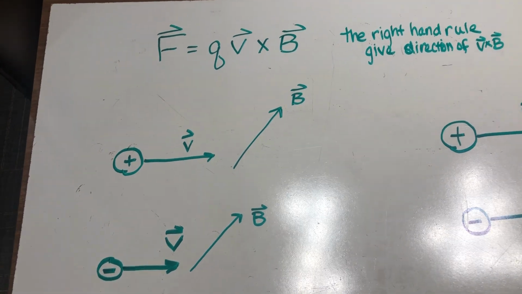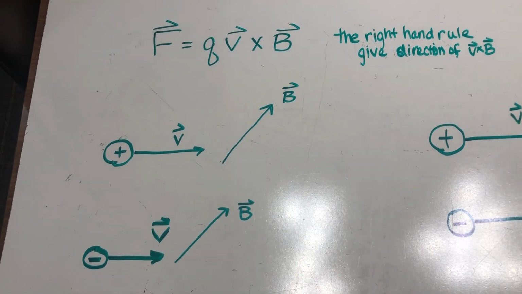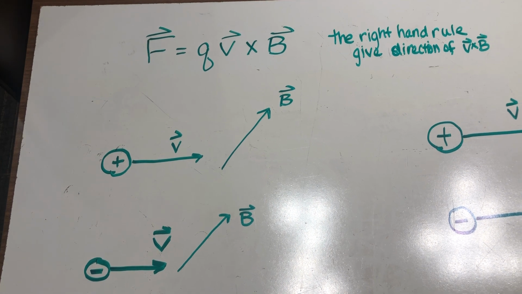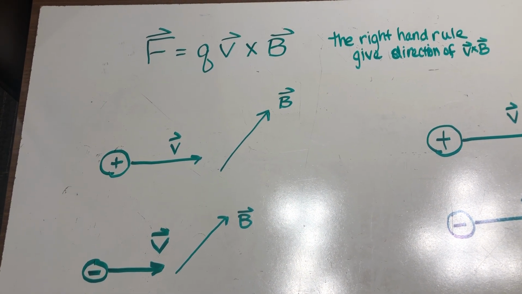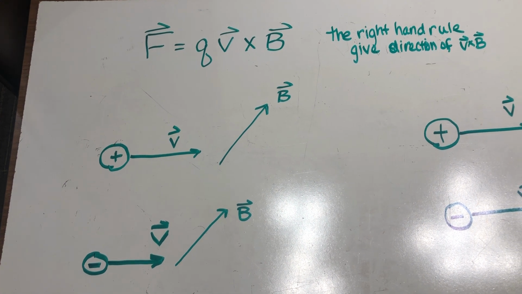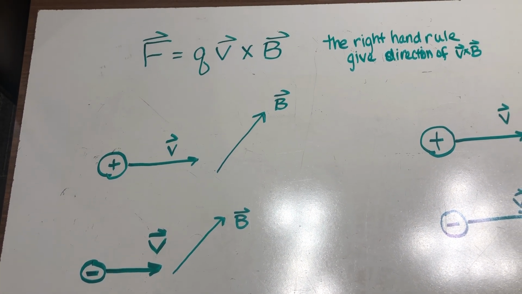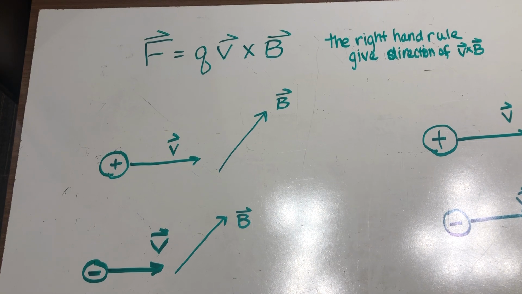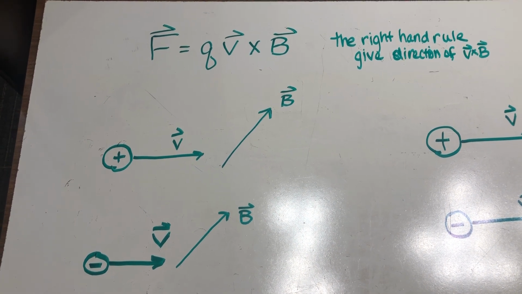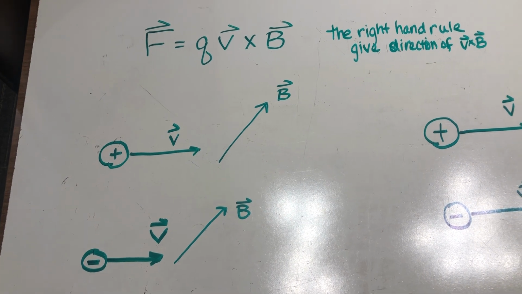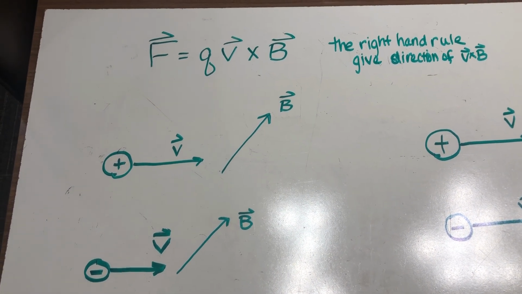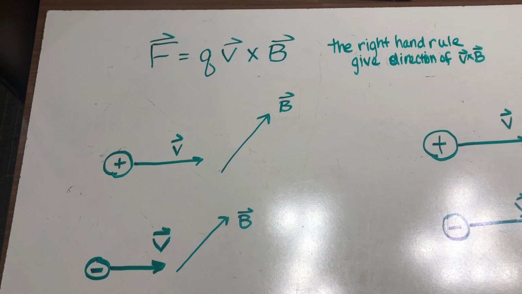So we learn in chapter 11 that the force that a charge feels as it moves through a magnetic field is given by QV cross B. Now V cross B is what we call a vector product or a cross product. And if you remember learning about that last semester, the answer of course is a vector, which is why force is a vector. And the way that we find the direction of V cross B is using the right hand rule.